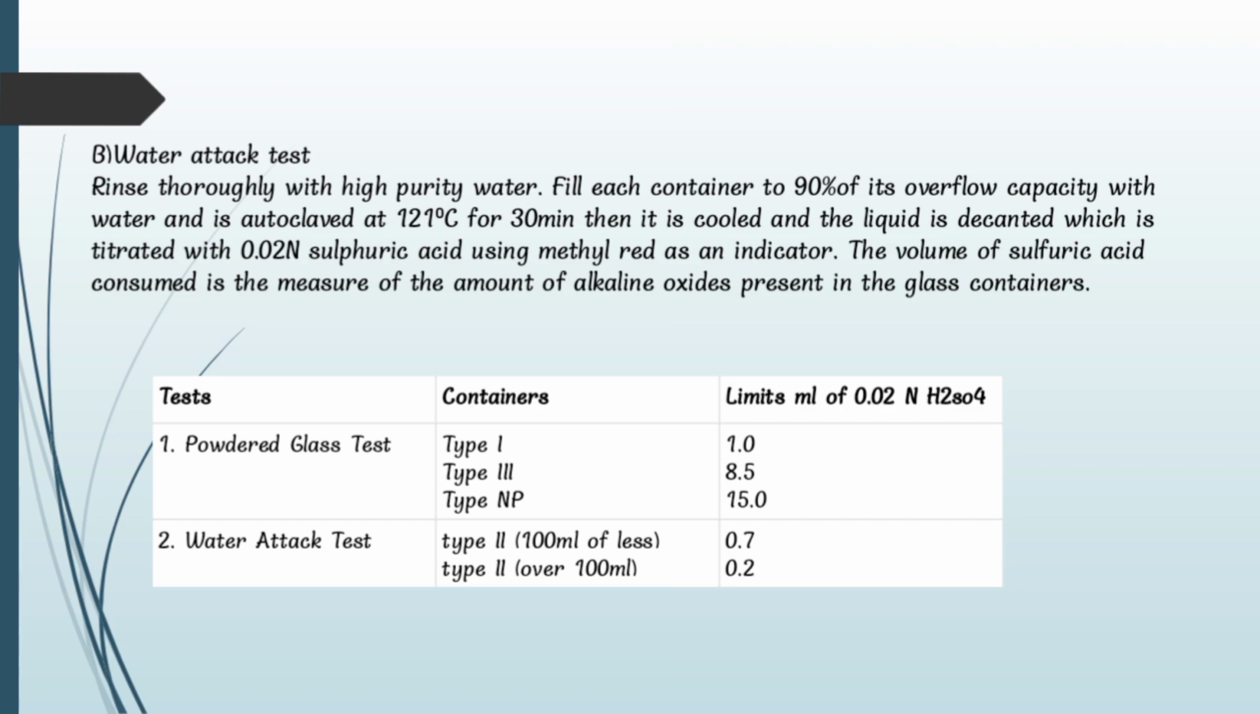For the powder glass test, for type 1, type 2 and non-parenteral glass, the limits for 0.02 normal sulfuric acid are 1.0, 8.5 and 15.0. For the water attack test, for type 2 glass, the limit of H2SO4 is 0.7, and for type 2 over the capacity of 100 ml it is 0.2.